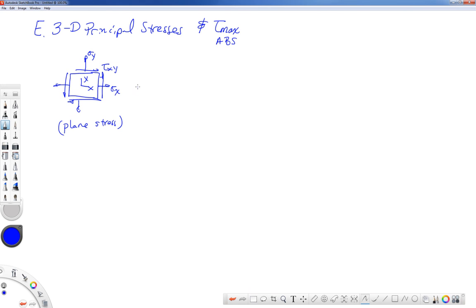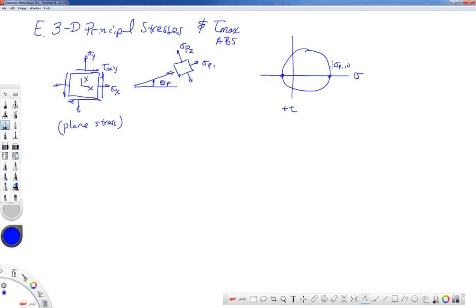If we use Mohr circle, we can find our principal angle. I'm going to draw it off to the side, theta p, and one of these stress components off in this new direction is sigma p1, the other is sigma p2. So those are our two principal stresses. No matter how our stress state started out looking, on our Mohr circle sigma p1 and sigma p2 would be these spots located on that Mohr circle: sigma p1, 0 and sigma p2, 0.